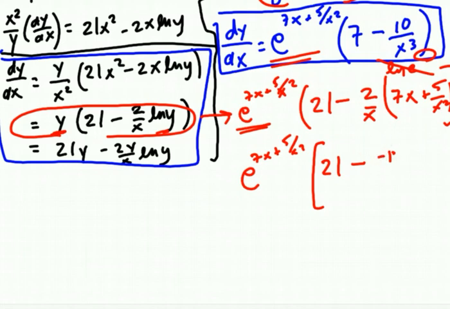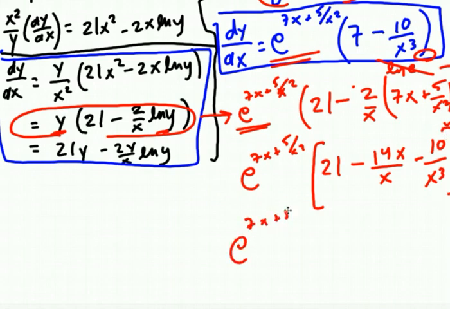Okay, couldn't find the eraser for a sec. So this is going to be a negative 14x over x, which we'll deal with in a sec. And then this negative 2 over x would become a negative 10 over x cubed. Well, that's an e to the 7x plus 5 over x squared times, this is a 21 minus a 14, which is a 7, minus a 10 over x cubed.